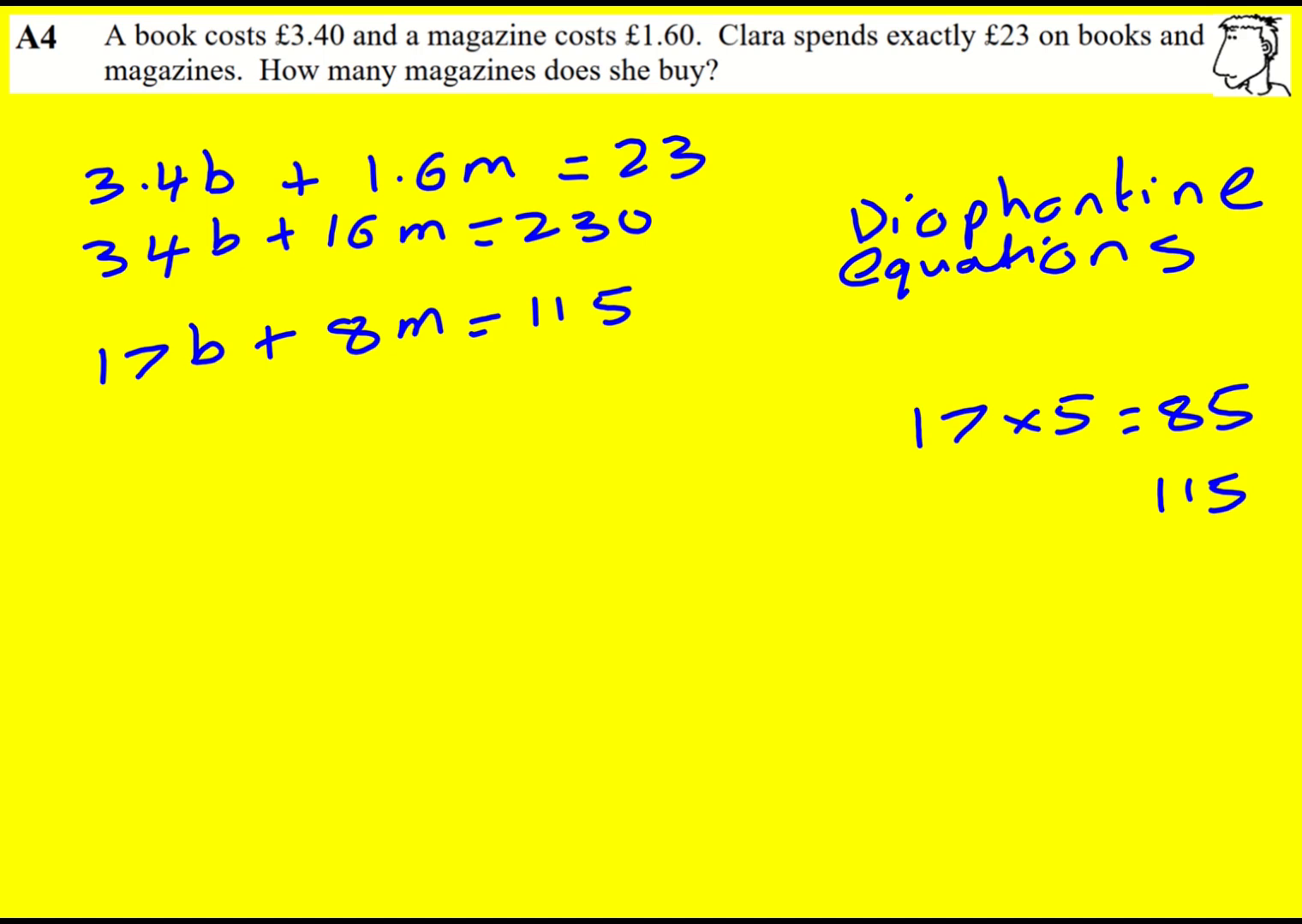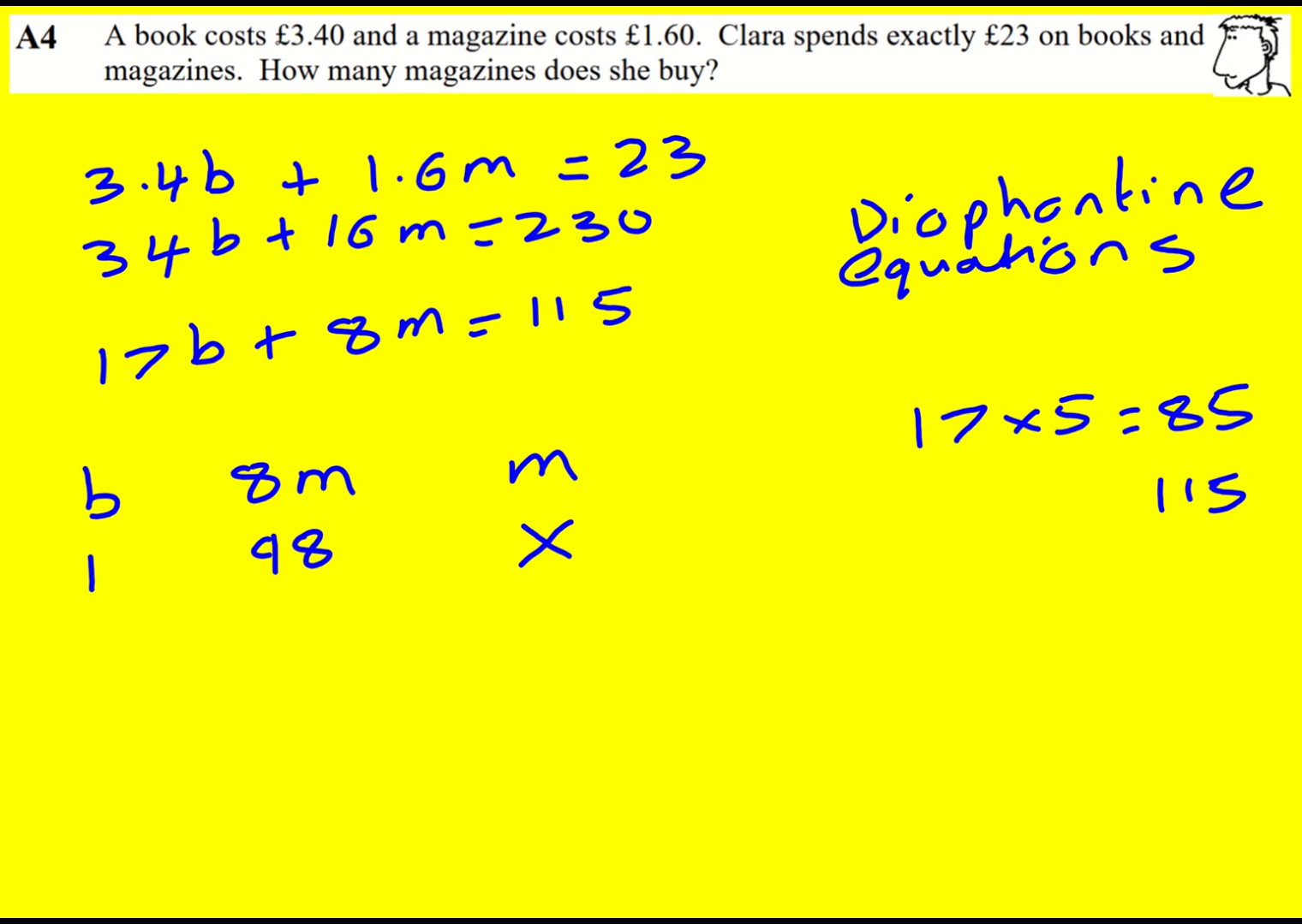We can just try some different values. So I'm going to go with some different values for B, and then I'll be able to work out what 8m is, and therefore m. So B could equal 1, and then I would subtract 17 from 115 to give 98 for m, but 98 is not divisible by 8, so there's no way that we could have one book being bought because we wouldn't get a whole number of magazines.